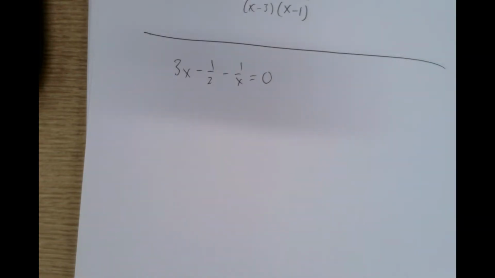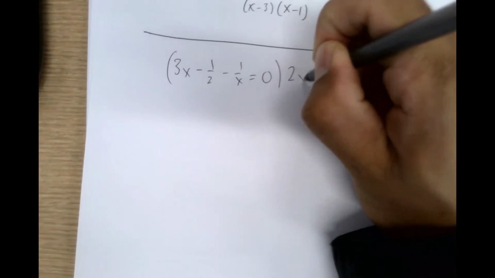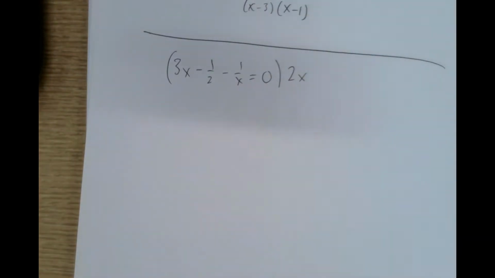So in this case, I think, okay, there's a 2 on the bottom, there's an x on the bottom, so I'm going to multiply everything by 2x. The reason is there's a 2 on the bottom and an x on the bottom, so by multiplying everything by 2 and then everything by x, I'm getting rid of all my denominators.